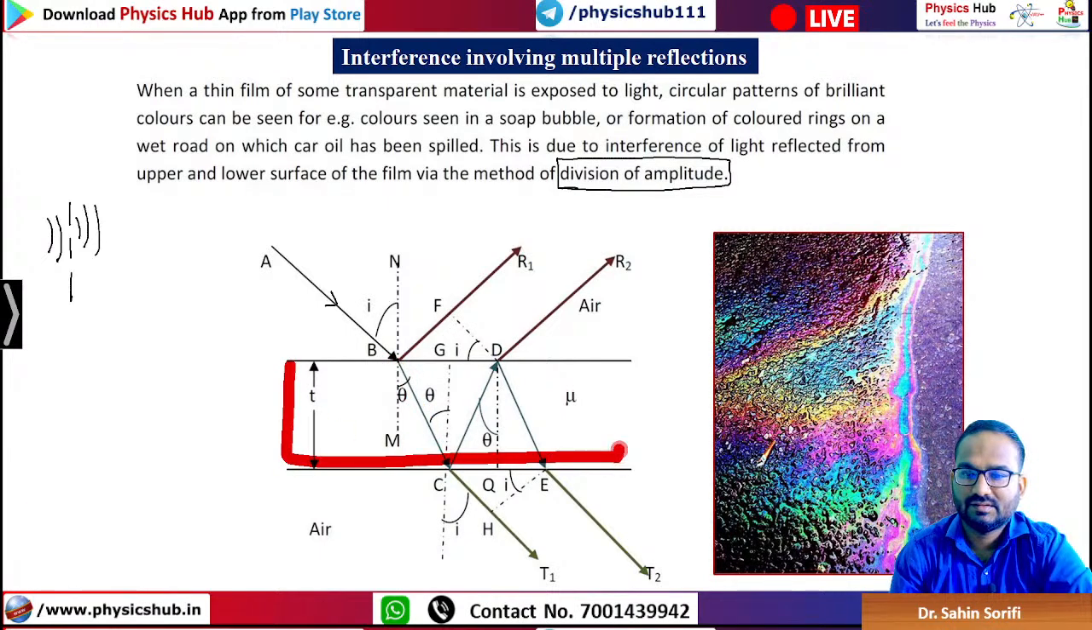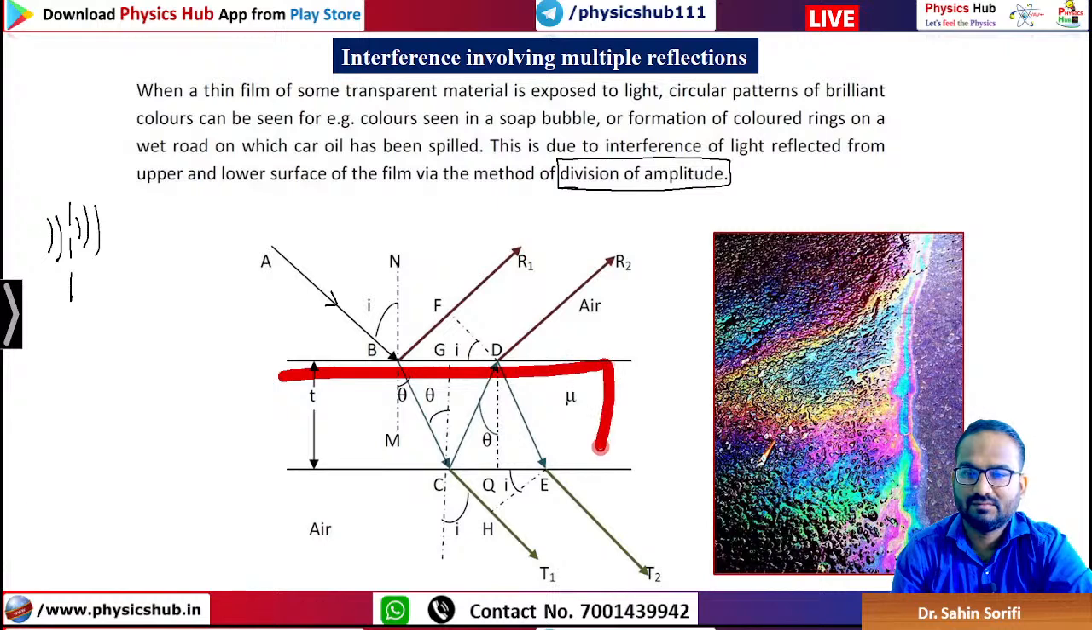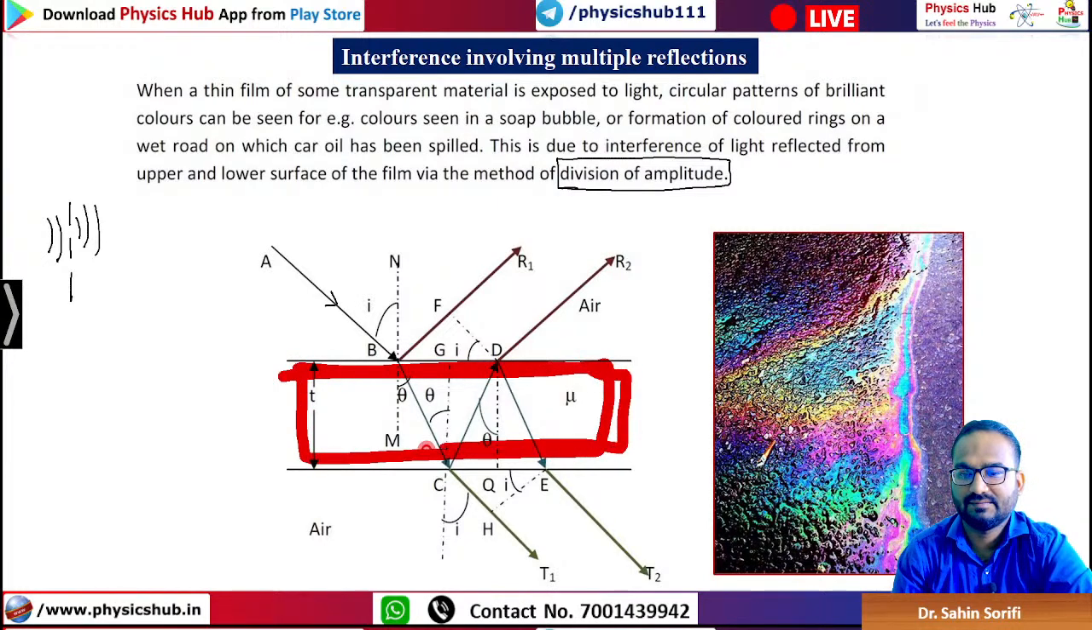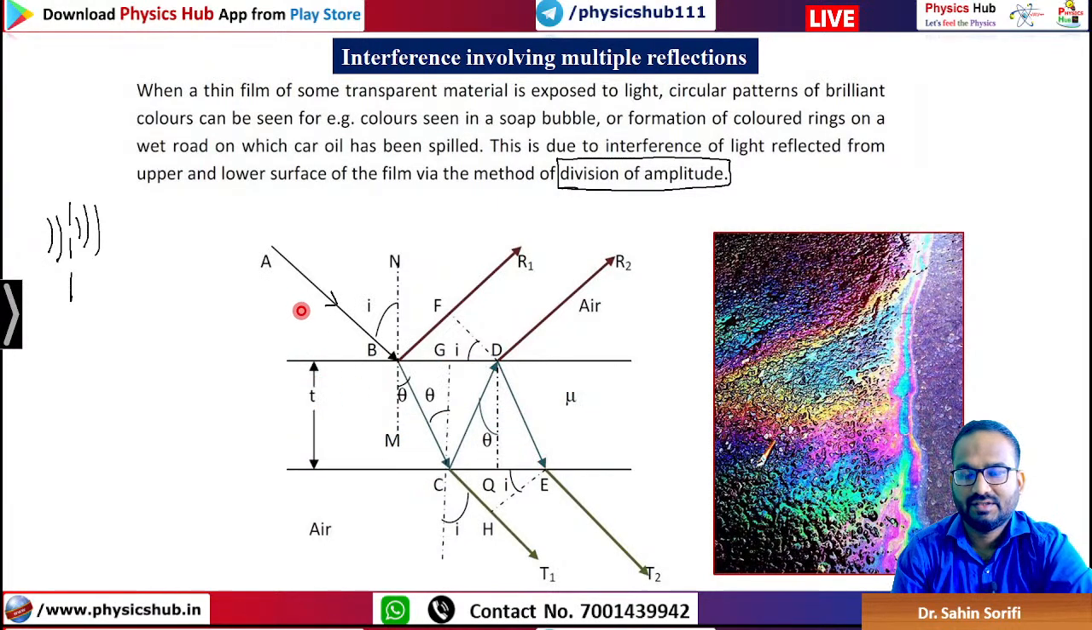This is the thin film. Here film exists. It may be air film, oil film, whatever material is there. So here it is air, here it is film, this is air. Okay, so you can see one light is coming, part of it is getting reflected and part of it is refracted, and this is involving multiple reflections within it, and so it is also emitted and some portion of it is also transmitted. Okay, so it is making use of the division of amplitude.